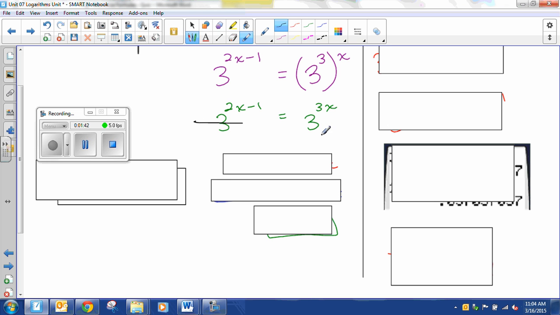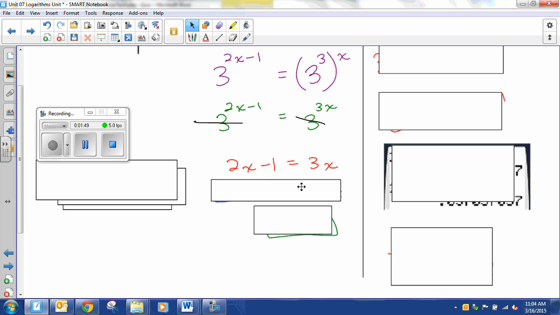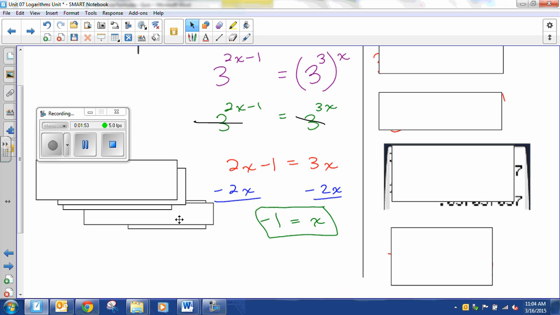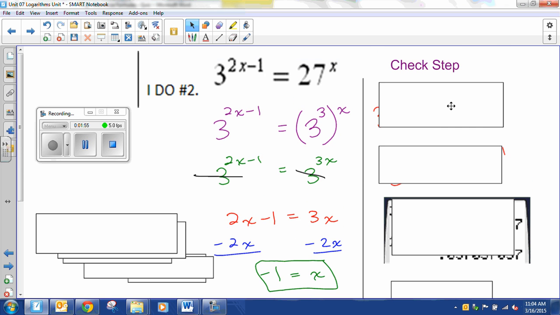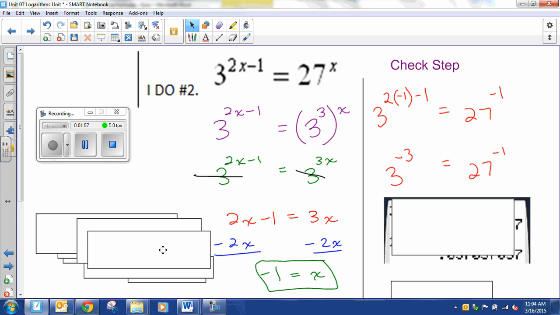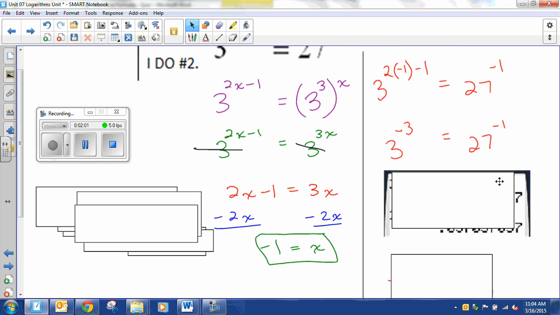Since we have the same bases, we can cancel out the bases and basically equate the exponents. 2x minus 1 equals 3x. Subtract 2x, and we get x equals negative 1. Check step results in 3 to the negative 3rd power equals 27 to the negative 1st power.